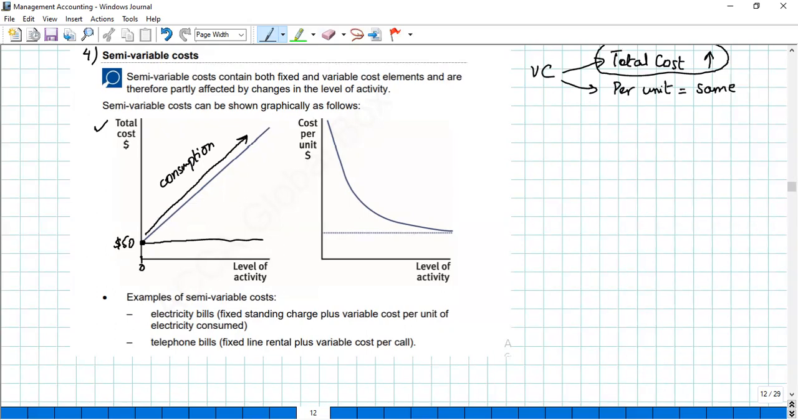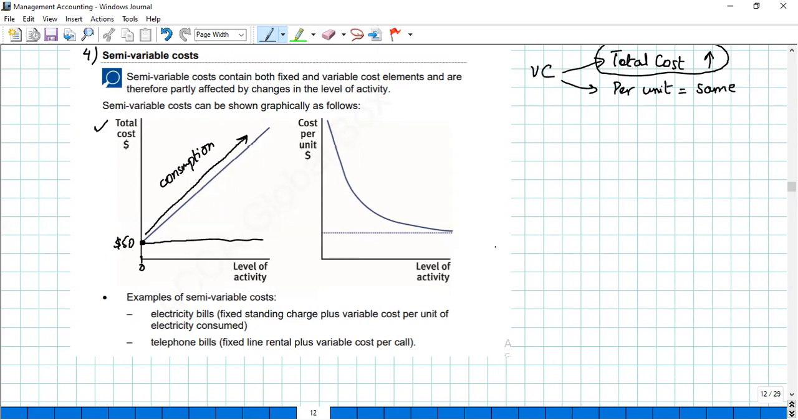Another example of semi-variable cost is to consider a person who is receiving a fixed salary plus commission on the basis of the number of units he is selling. So he's getting two things, right? One salary that is fixed and the commission that depends upon the sales. The more the sales, the more the commission. So this part is variable. These types of costs are known as semi-variable cost.